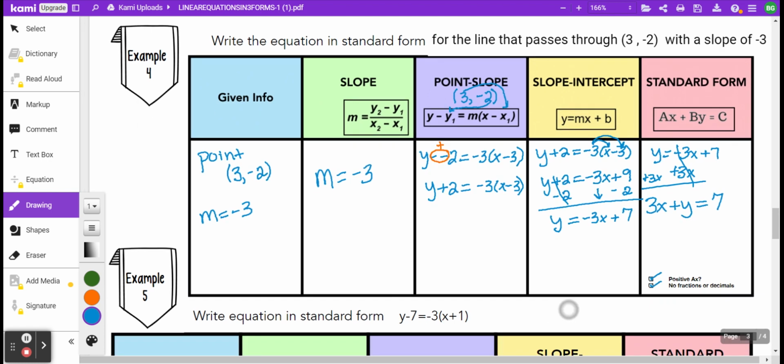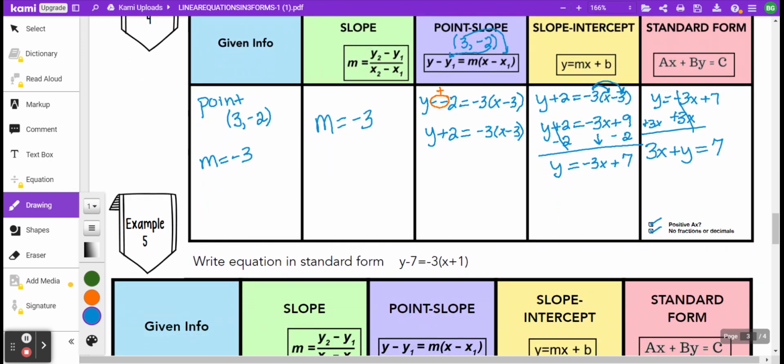Okay. So here, example 5 through the end, you're looking at giving that information that it gave us all the way to standard form and filling in each section of the table. When you finish, make sure that you are turning it in. You will turn it in at the end of class, no matter what. And if we need to, we will pick it back up on Thursday when we return. Okay.